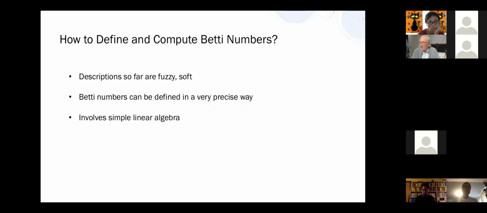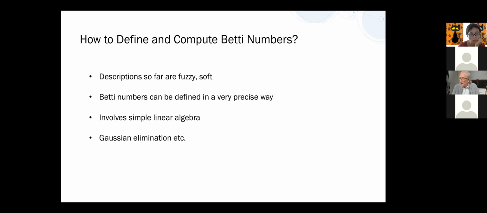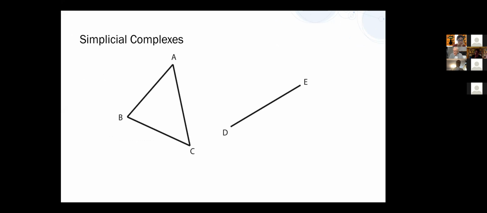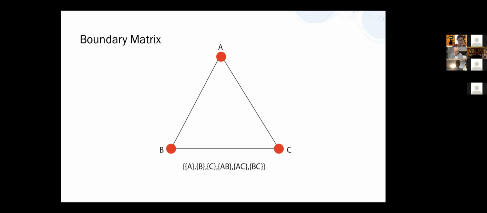So how do you define and compute Betti numbers? It turns out the descriptions so far are pretty fuzzy and soft, what I've given you, but they're defined in a very precise way, and it involves linear algebra. Let me tell you about simplicial complexes here. So this is a situation where I've got graphs in this case. I've got a triangle which has a loop in it, and I've got a D to E which is not a loop. So if I have this situation here, let me just look at the triangle.